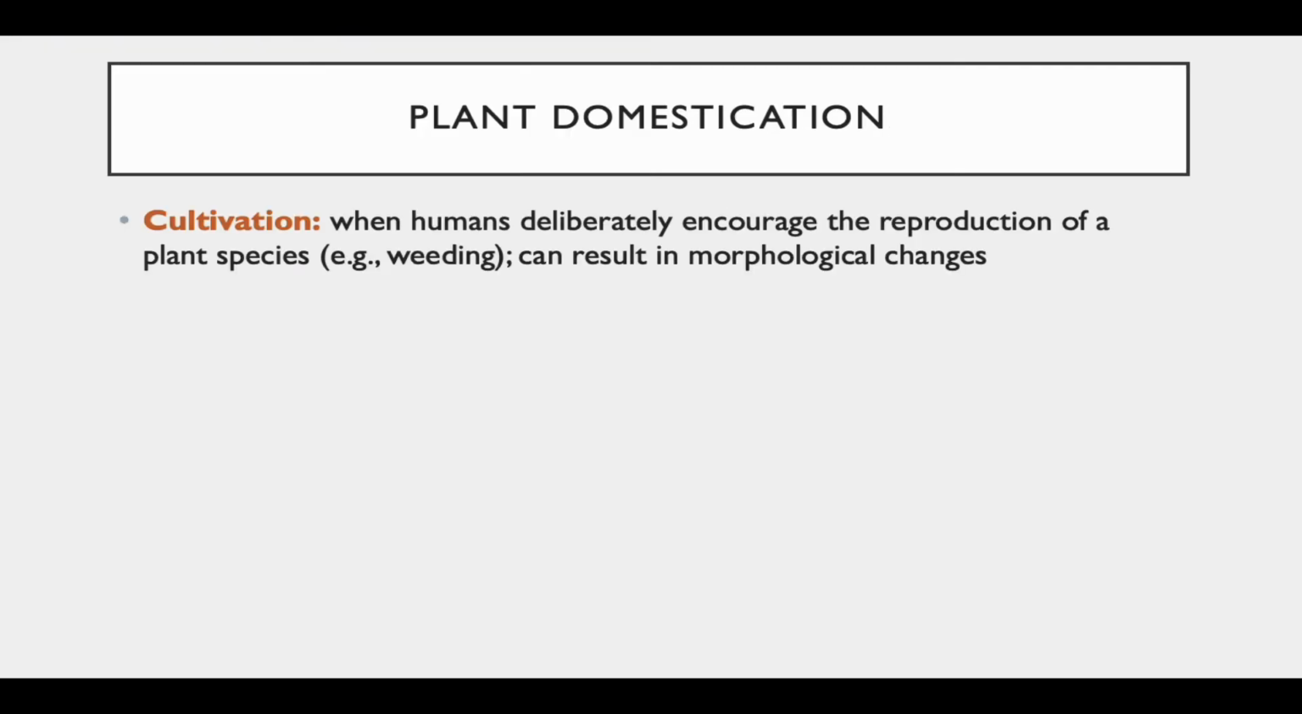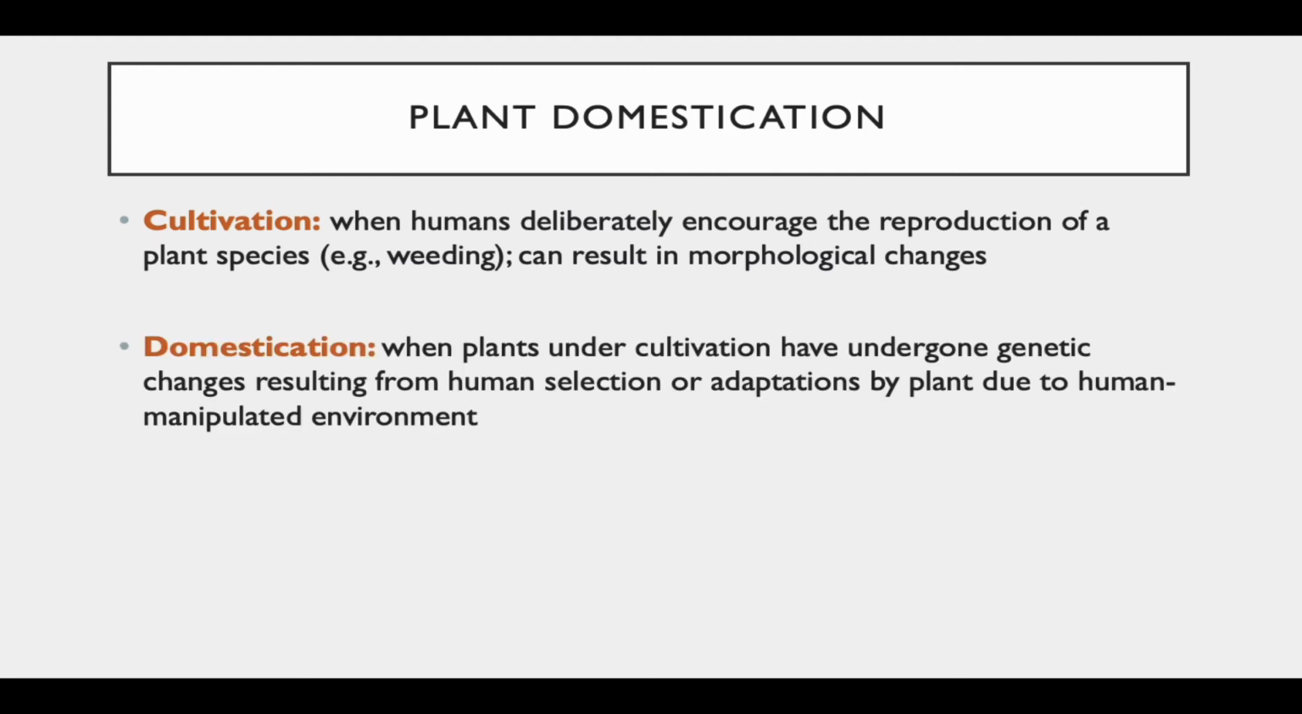Now, plant domestication itself involves important terminology. Cultivation is when humans deliberately encourage the reproduction of a plant species. So, for example, weeding out and helping to grow and encourage the growth of the traits you see that you like in a plant species. Over time, this can actually start to result in morphological changes to the plant itself.